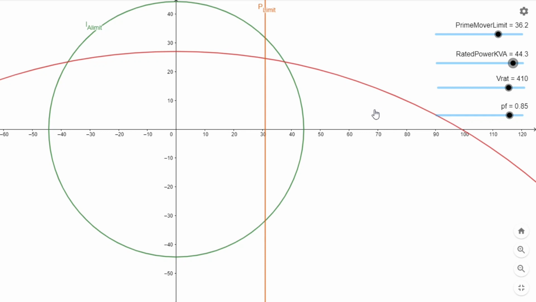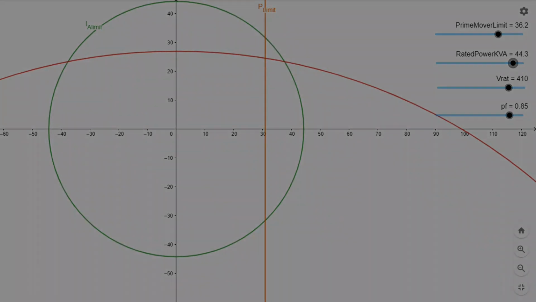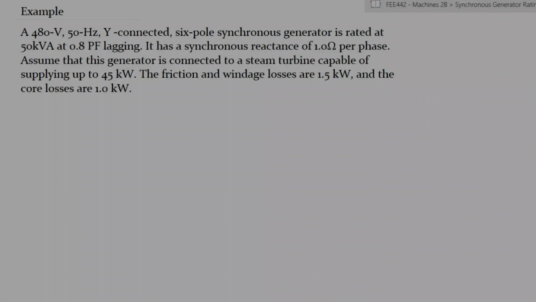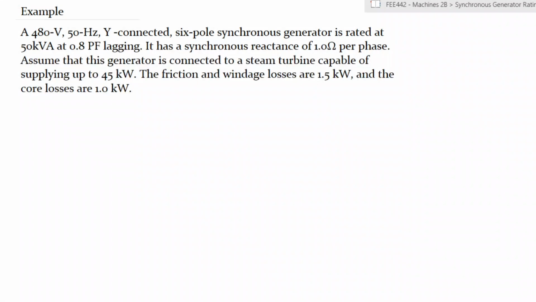So let's give an example. Now let's look at an example to demonstrate the capability curves. A 480 volt, 50 hertz, star connected, 6-pole synchronous generator is rated at 50 kVA. It has that synchronous reactance. We assume the generator is connected to a steam turbine capable of supplying up to 45 kilowatts. And then those are the losses, 1.5 and 1 kilowatt losses.